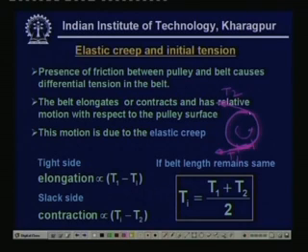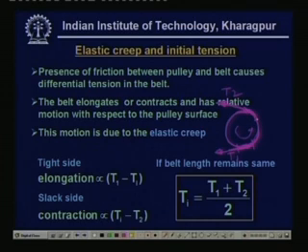Now, as it comes over here, there is an elongation. As I told you, there will be a contraction in this zone when it leaves this pulley. So what is happening is that this tension, which was the higher tension, due to this contraction loosens the belt on this side, and then it makes this tension the lower one. This is called the elastic creep.